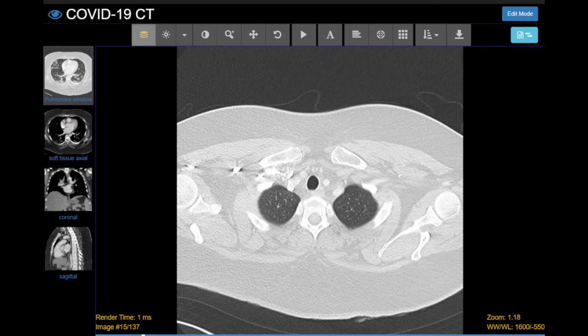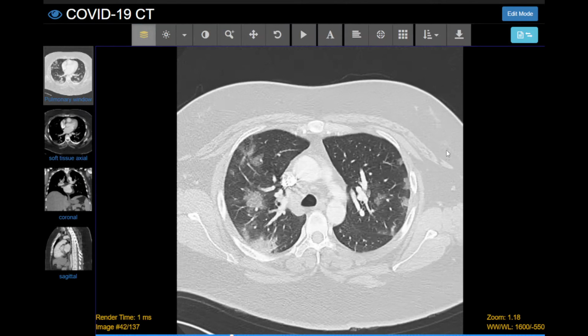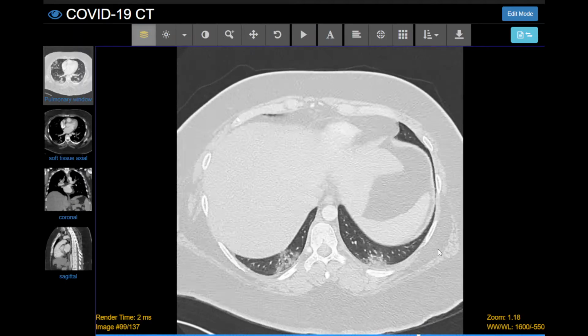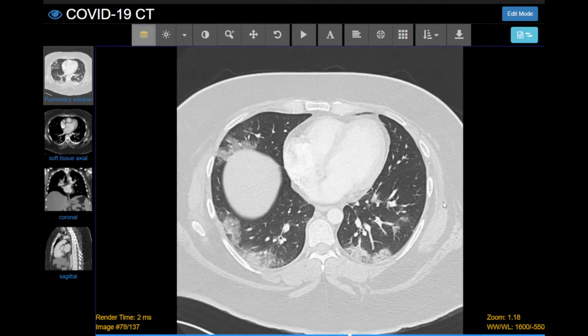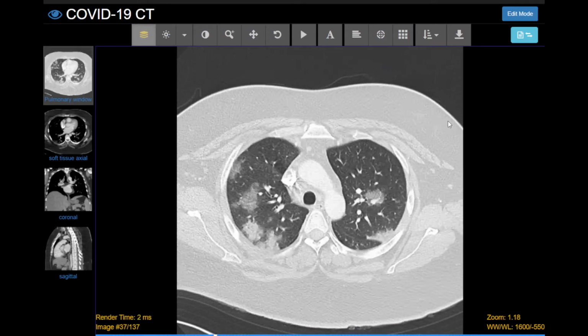This patient went on to get a CT. We have axial images in our lung windows. You can see there are these multifocal ground glass opacities in both lungs.